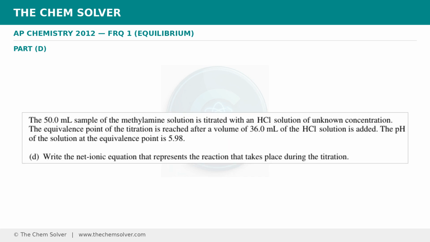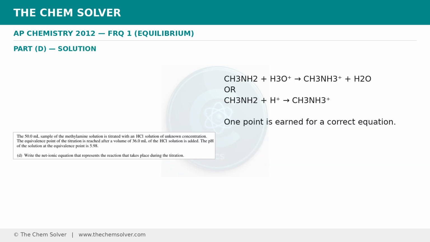The 50.0 milliliter sample of the methylamine solution is titrated with an HCl solution of unknown concentration. The equivalence point of the titration is reached after a volume of 36.0 milliliters of the HCl solution is added. The pH of the solution at the equivalence point is 5.98. Write the net ionic equation that represents the reaction that takes place during the titration. CH3NH2 plus H3O+ gives CH3NH3+ plus H2O.